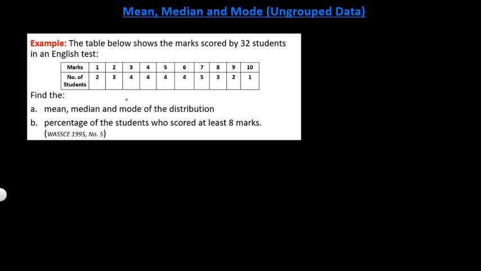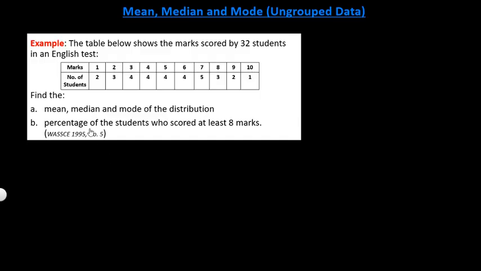Here we have it. The table below shows the marks scored by 32 students in an English test. So we are being asked to find the mean, median, and the mode. And we also find the percentage of the students who scored at least 8 marks. To do this, we need to construct a frequency distribution table.